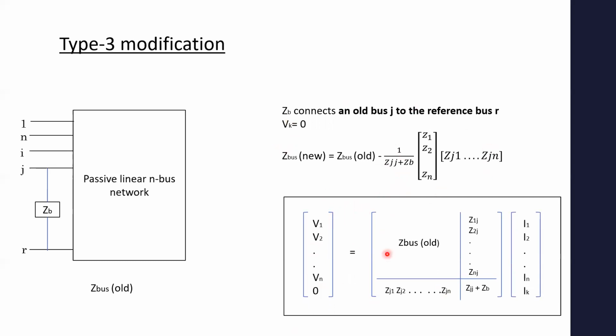So this is the matrix representation of this formula. This is the new Z bus, that is Z bus old, new column, new row, and this last term. This is the same modification as the type 2 modification. Only the difference is that this Vk term is 0 here, because no K bus is present here. No new bus K is present. So this was the type 3 modification.